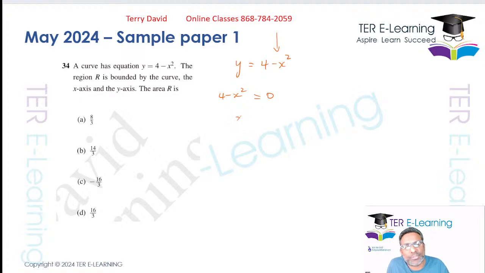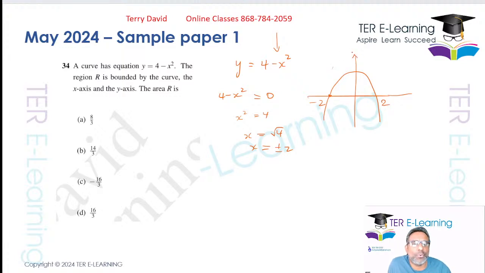From here, we could just say x squared is equal to 4, and x is equal to the square root of 4. So therefore, x is plus or minus 2. Now, what does that tell me? That tells me how the graph is going to look. So it's cutting at minus 2 and positive 2. So this is minus 2 here, and this is positive 2.